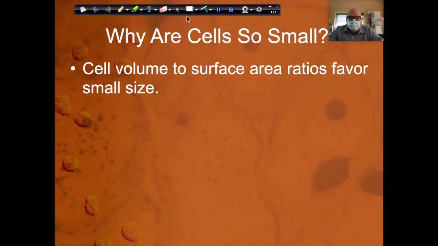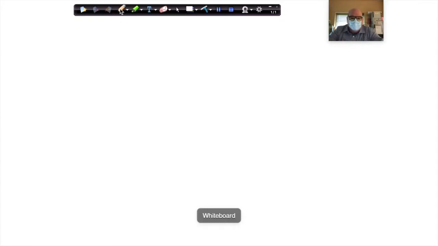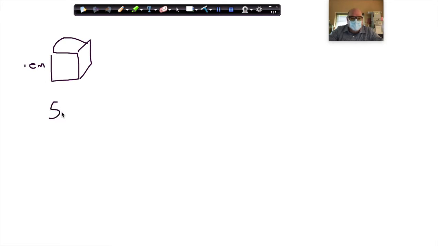So let's do a little math here. When we take a 1 centimeter cube, so it's 1 centimeter on all sides, and we figure out the surface area of that. Now remember, a cube has 6 faces, so they're each 1 by 1, so that's 6 centimeters squared.